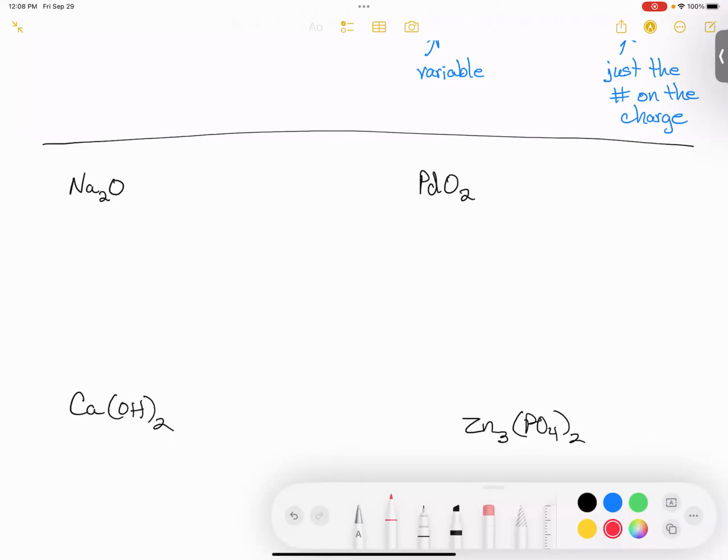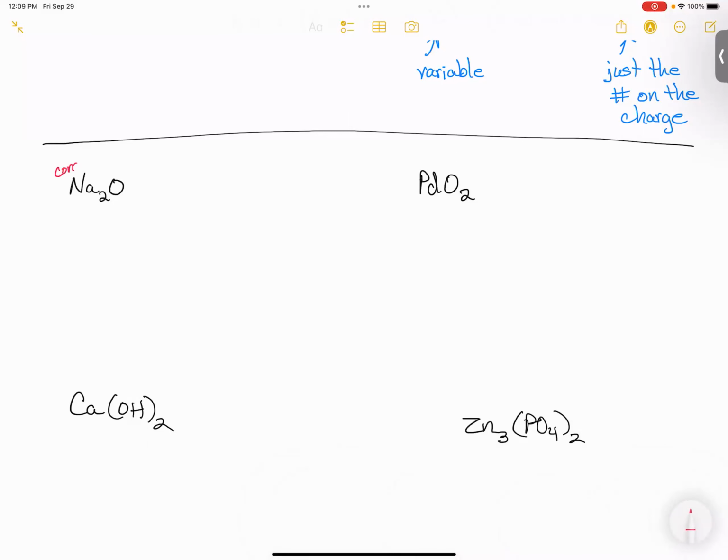Okay, step number one I said is to figure out if the metal always has the same charge. So, does sodium always have the same charge? Yes, it's in group one. It's always a plus one. So I'm going to just call it a constant right now, or const, just to make it easier. Does palladium always have the same charge? It's element 46. Nope.